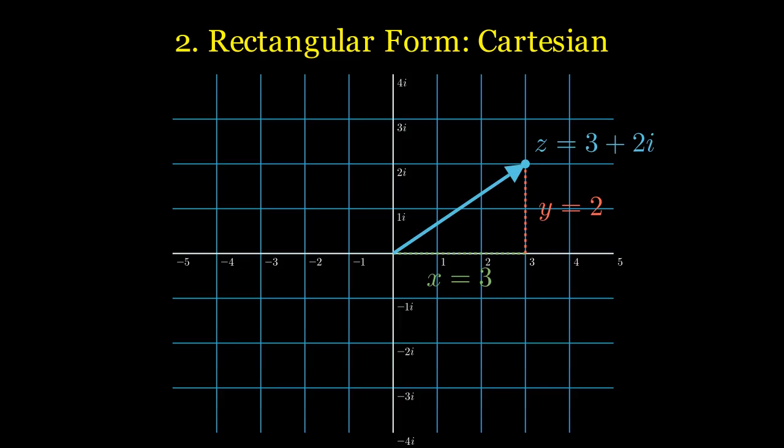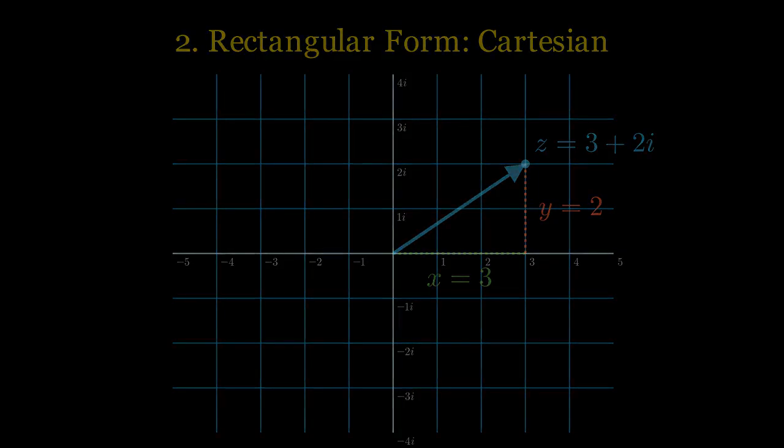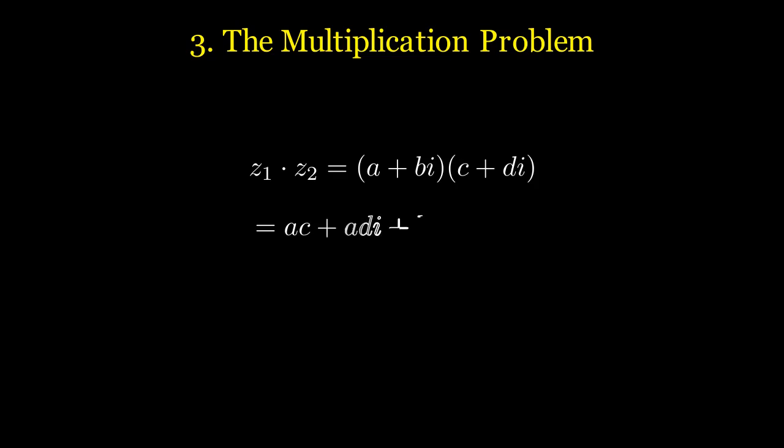However, mathematics is not just about addition, it's also about multiplication, and that is where the rectangular form starts to reveal its fundamental limitations. Imagine you need to multiply two complex numbers in their rectangular form, z1 equals a plus bi and z2 equals c plus di. To find the product, you must use the distributive property, often remembered by the acronym FOIL: first, outer, inner, last. You get ac plus adi plus bci plus bdi squared. Since i squared is -1, this simplifies to a real part of ac minus bd and an imaginary part of ad plus bc. While this algebraic manipulation is perfectly correct, it is completely devoid of geometric intuition.